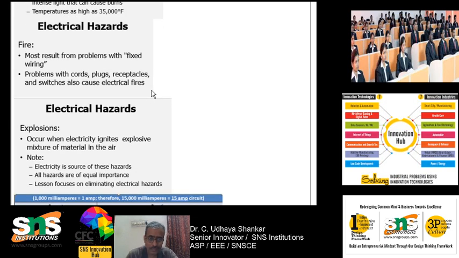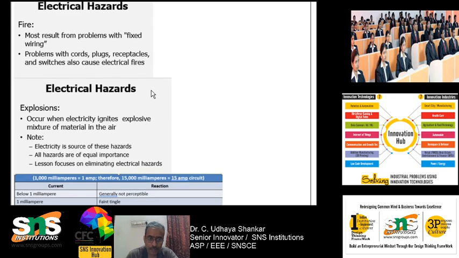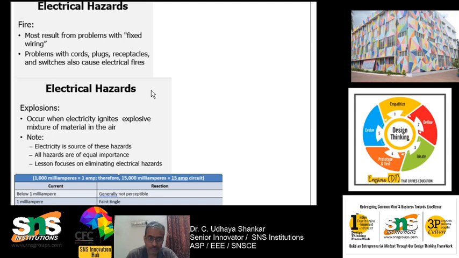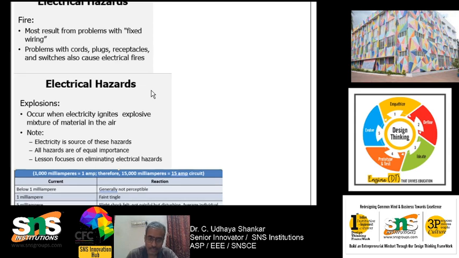The next electrical hazard we see is fire. Most result from problems with the fixed wiring, and problems with the cords, plugs, receptacles and switches also cause electrical fires.